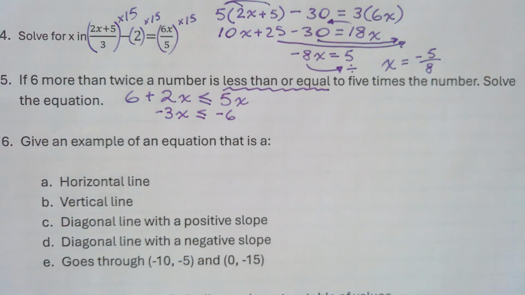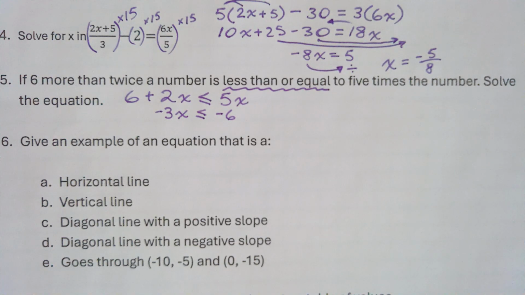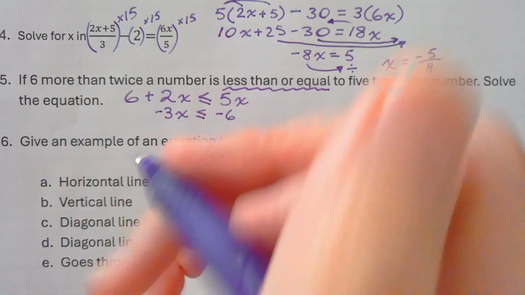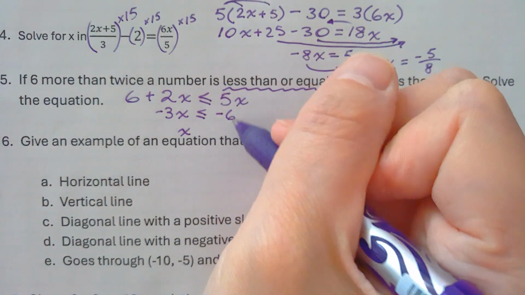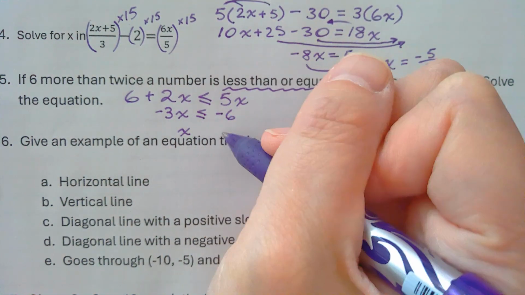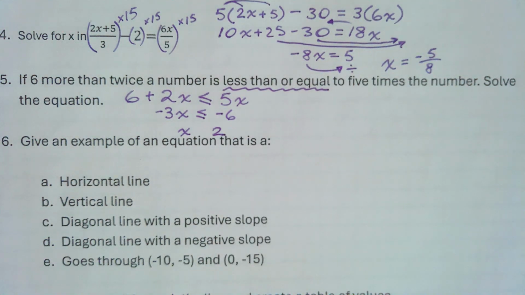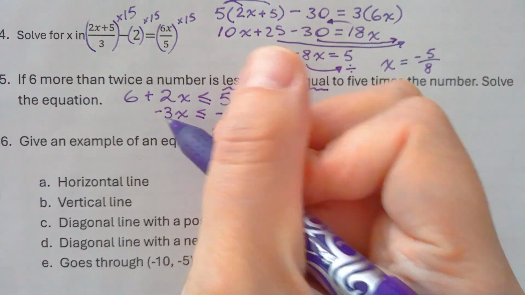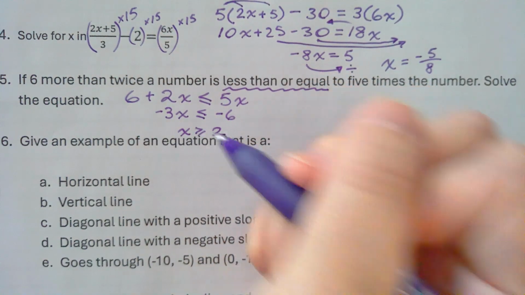Okay. What's my last step? Divide by negative 3. So x, negative 6 divided by negative 3 is 2. You flip the sign because we're dividing by a negative. That's right. Good job.